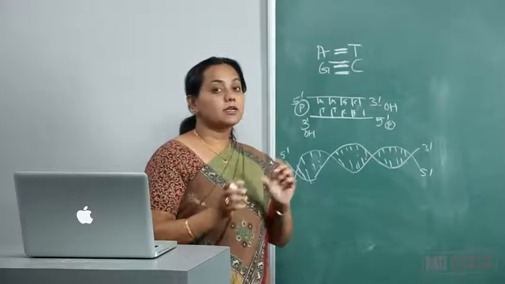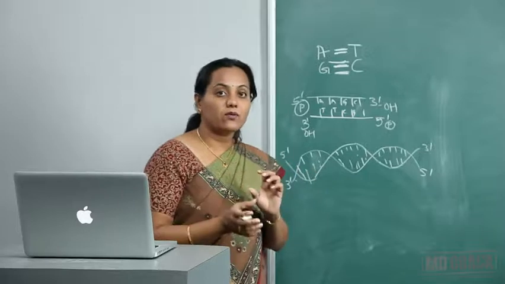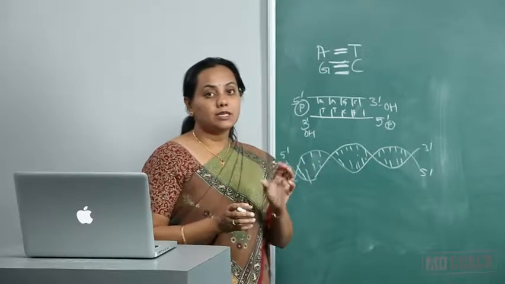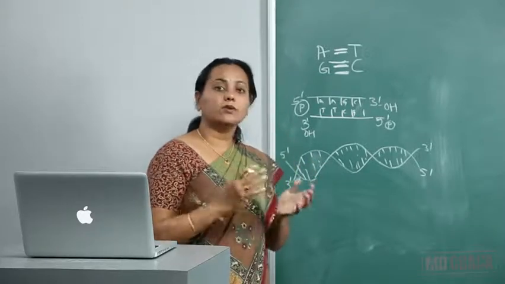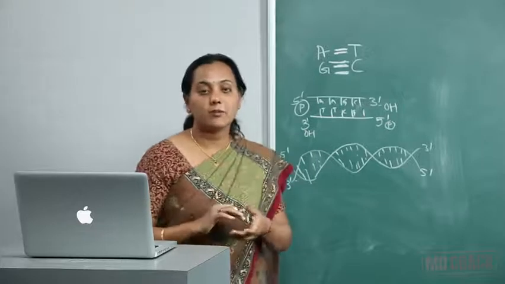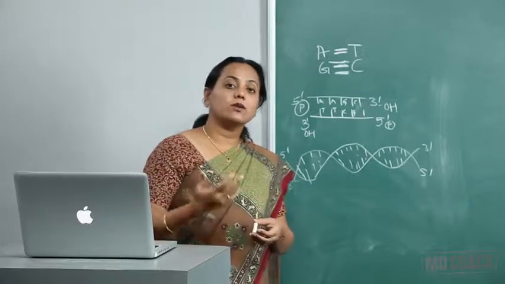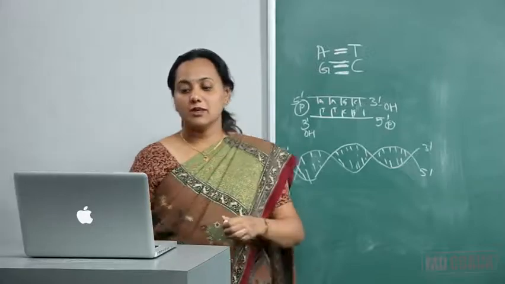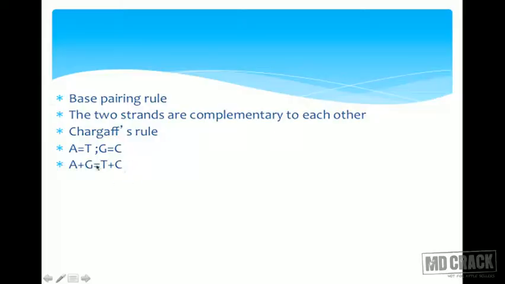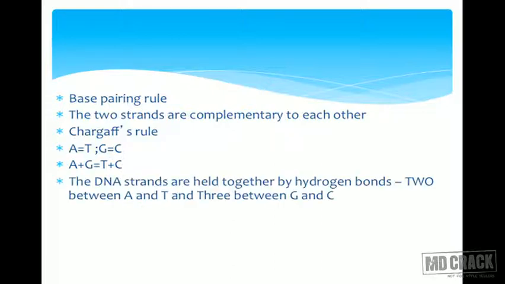At the same time, this gives one more feature, that is A plus G, that is 20 plus 30, must be equal to 20 plus 30. That is, the number of purines must be equal to the number of pyrimidines. So this is the meaning of Chargaff's rule. This rule is used even today. Suppose you have a single strand of DNA and you want to know the sequence of the double strand of the DNA, we use Chargaff's rule.